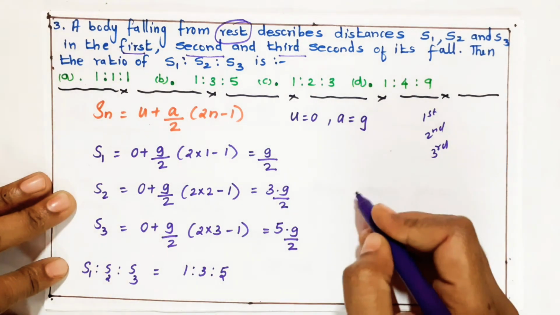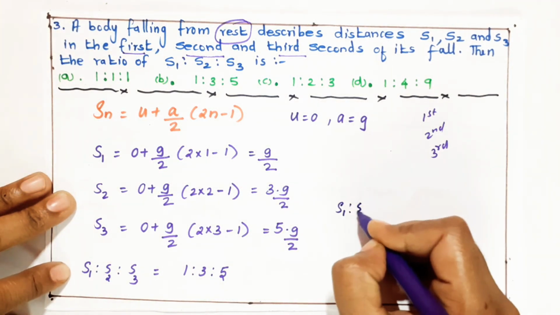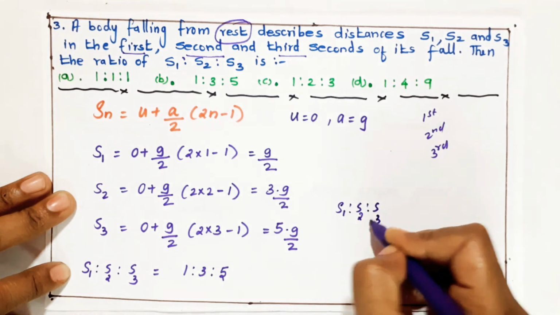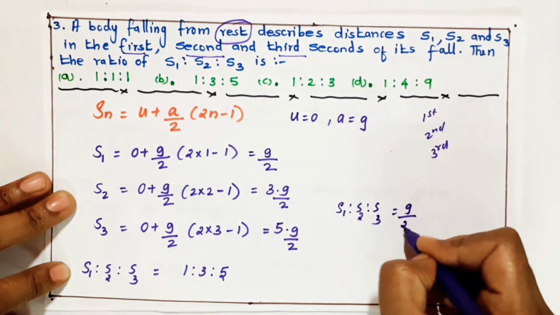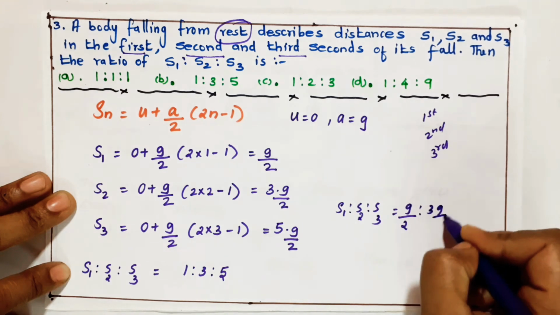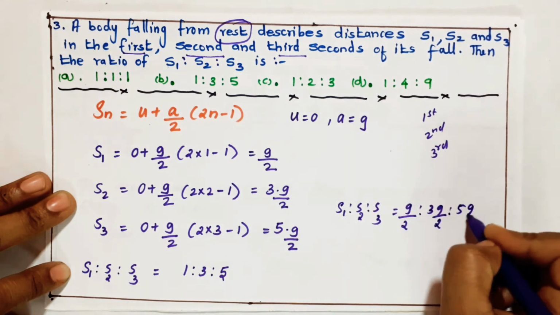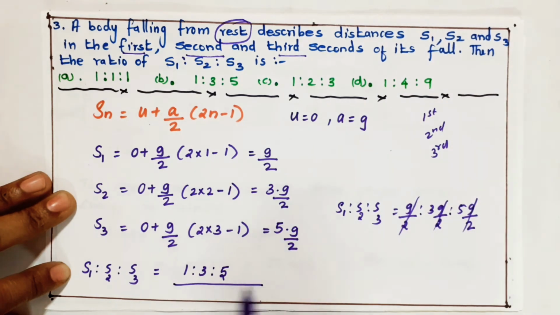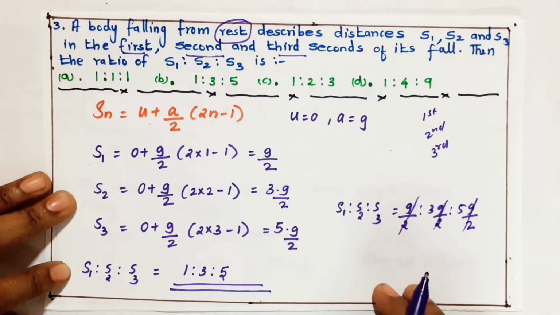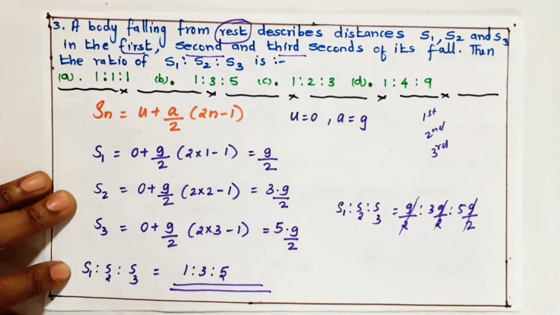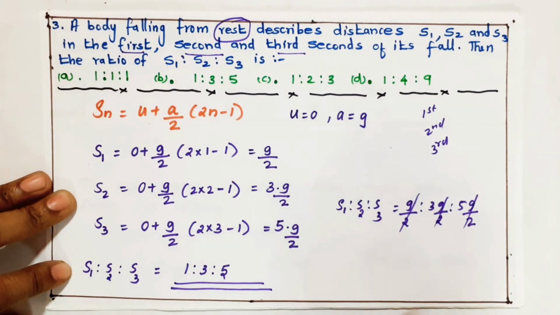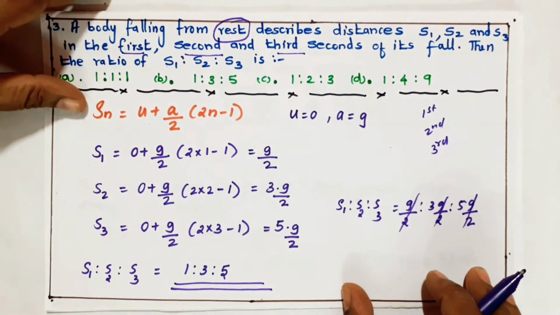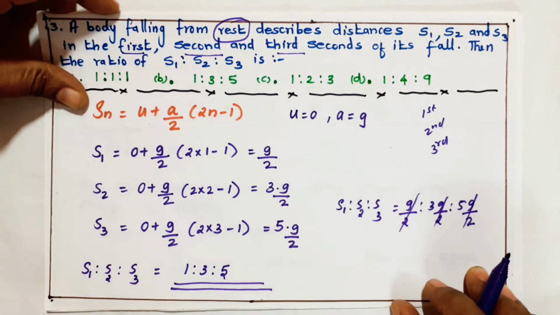So if you need the ratio of S1 is to S2 is to S3 equals G by 2 is to 3G by 2 is to 5G by 2. All the G by 2 get cancelled. So we get an answer 1 is to 3 is to 5. So you see, if you know the equation, you can do the questions very quickly. So S1 is to S2 is to S3 is 1 is to 3 is to 5.